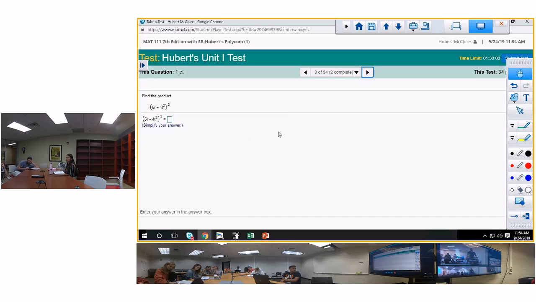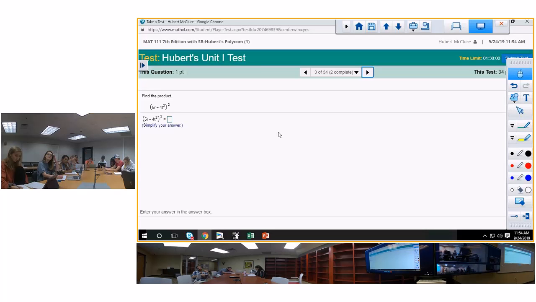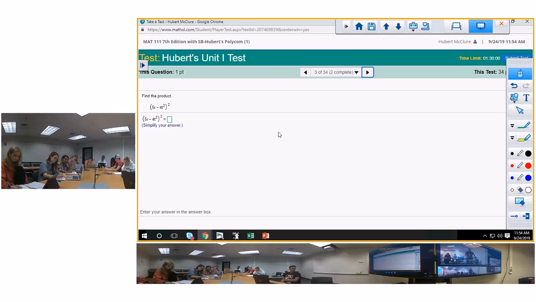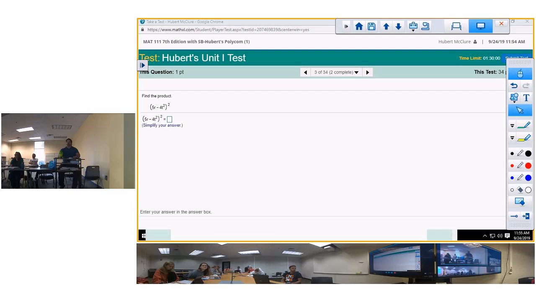All right, find the product. Shortcut number what? What shortcut is this? Number 1 or number 2? I'll narrow it down for you. Number 1 or number 2? Number 2. So that's going to be 25r squared plus 40rt squared plus 16t to the 4th. And that's your answer. And that's what you should be able to do.